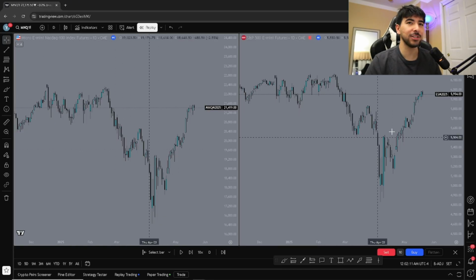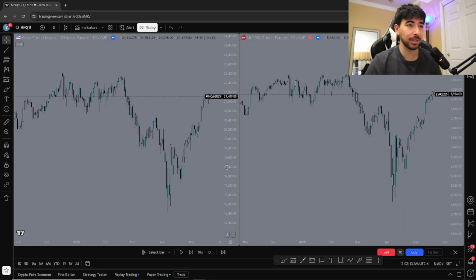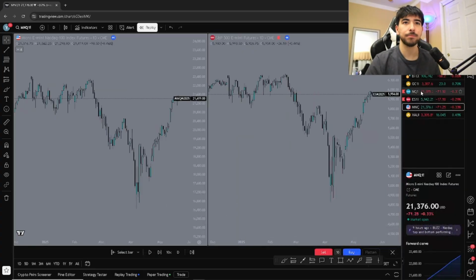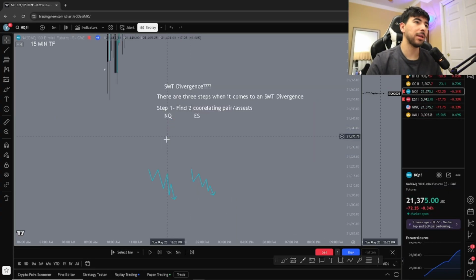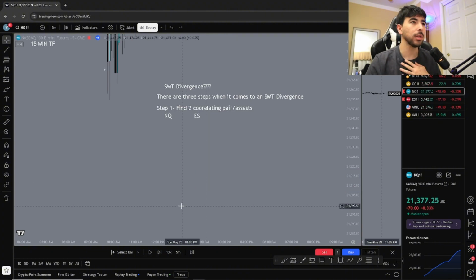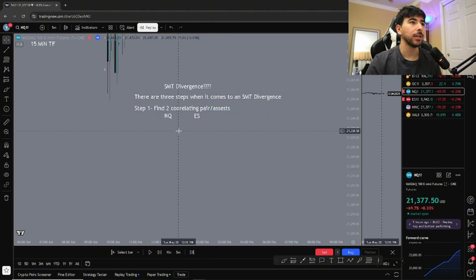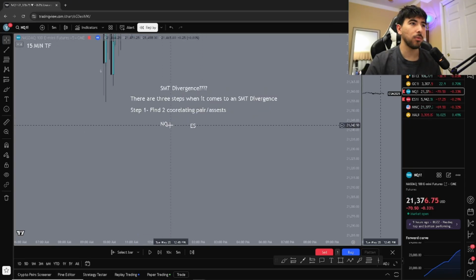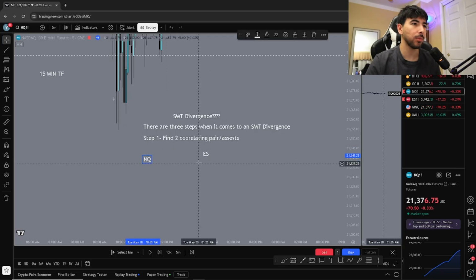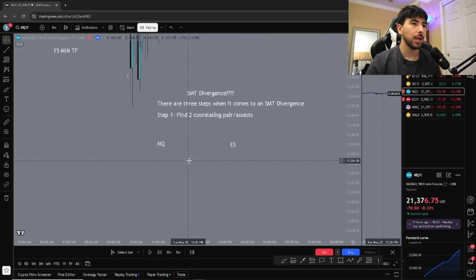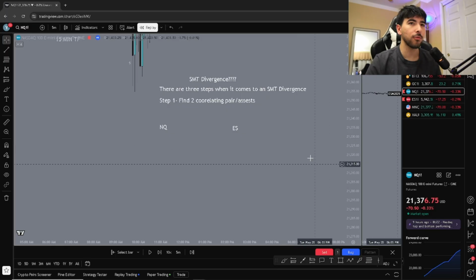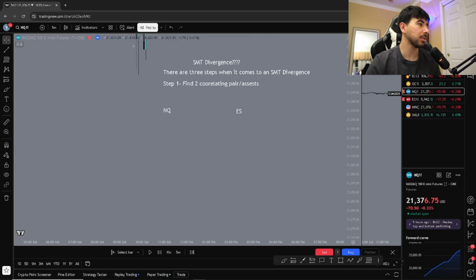Yeah, so that's right there is your correlating pairs. Now let's get into the next step. So now, as you guys saw from that example right over there with the special guest, my clone, that's finding a correlating pair or asset. Okay, so now when we have that, we're going to go to the NQ chart, and as you guys can see, they're in overall the same direction. Now let me actually draw out a trend for you.